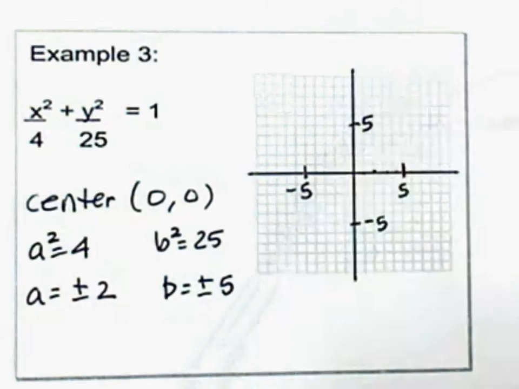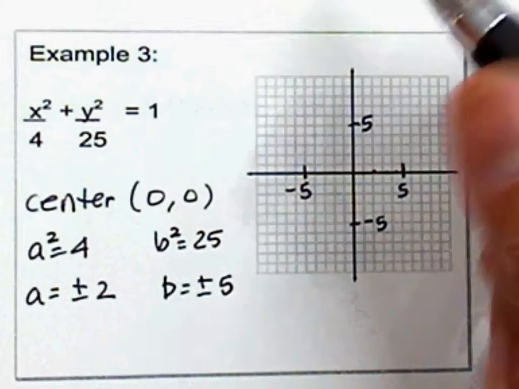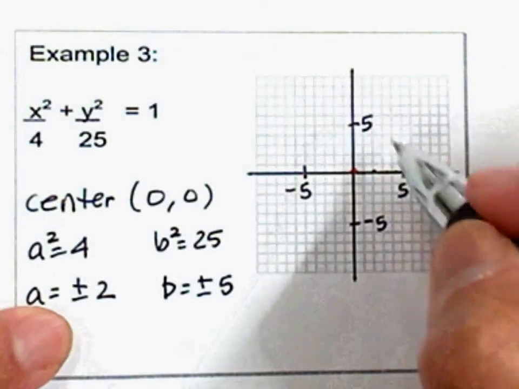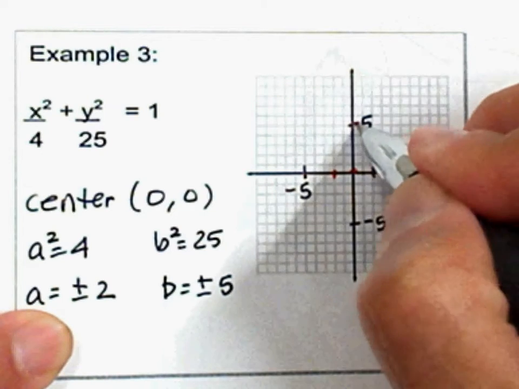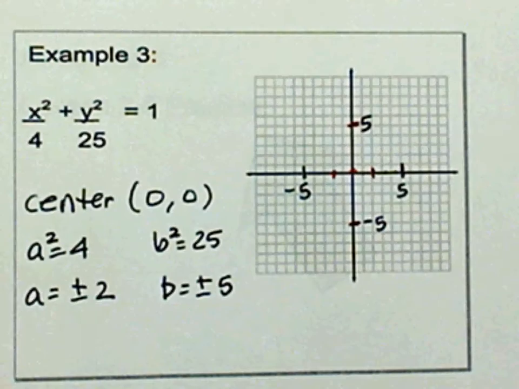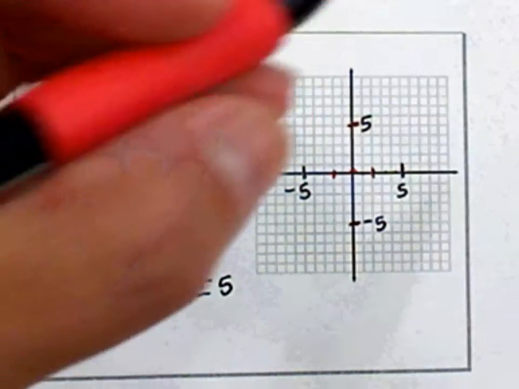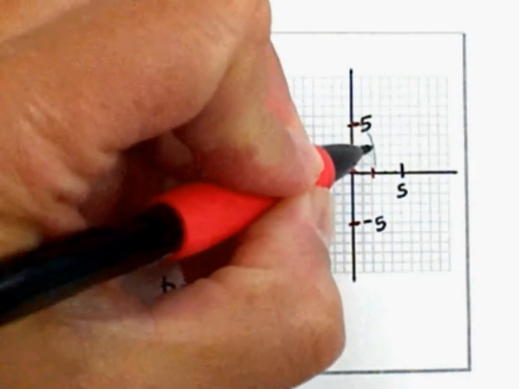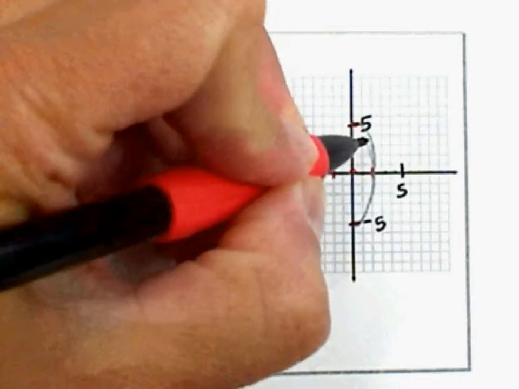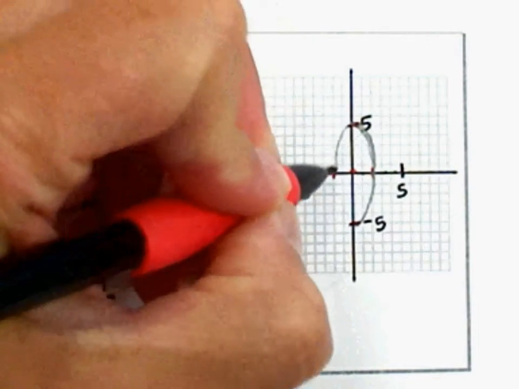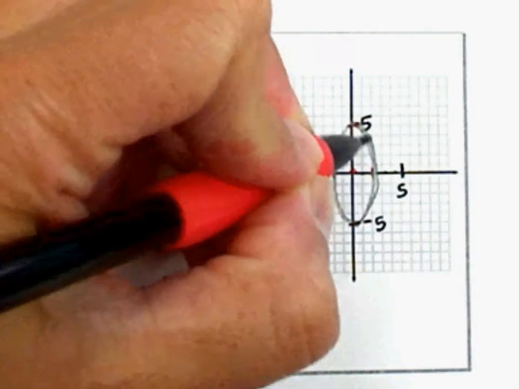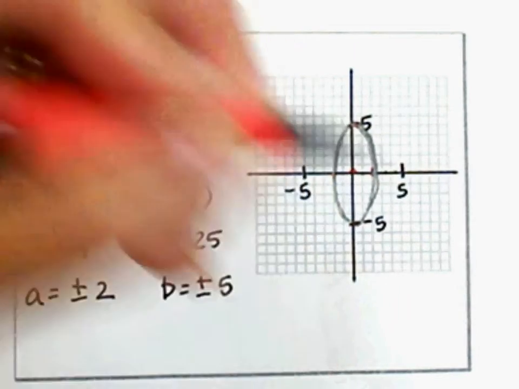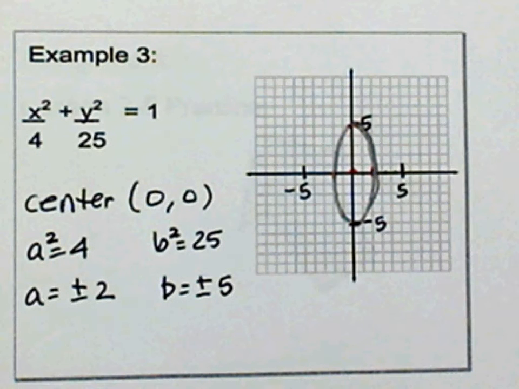All righty. So we start at the center. I'm going to go out 2 and 2, up 5, down 5. I'm going to do it with my pencil, so when I mess up, my ellipse is not going to be so bad. So this is a stretch. There you go. And there's your example 3.